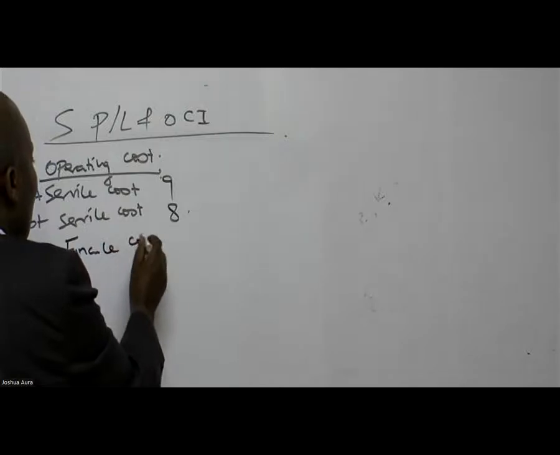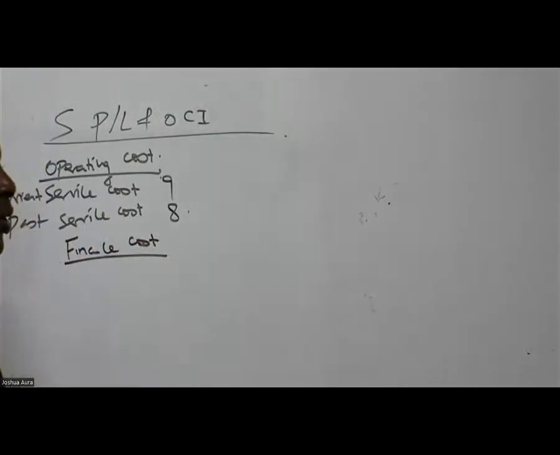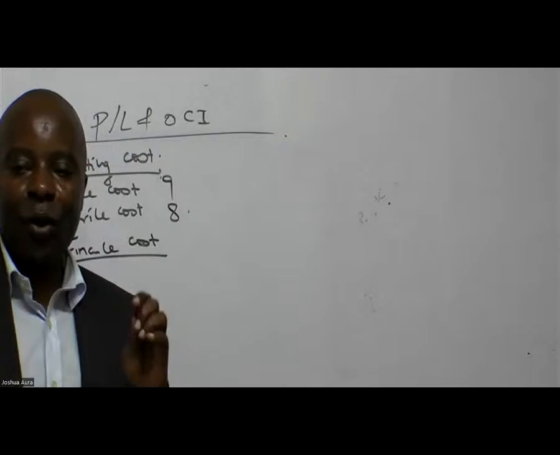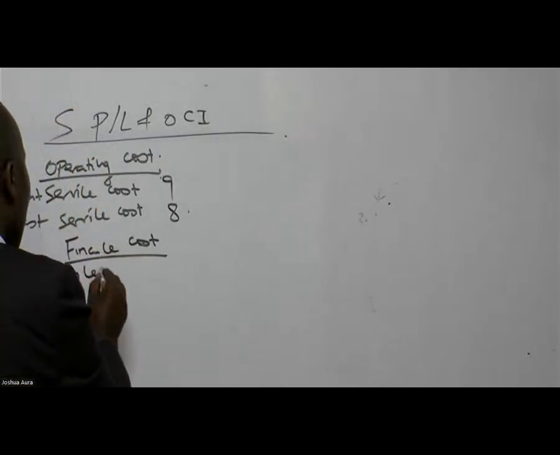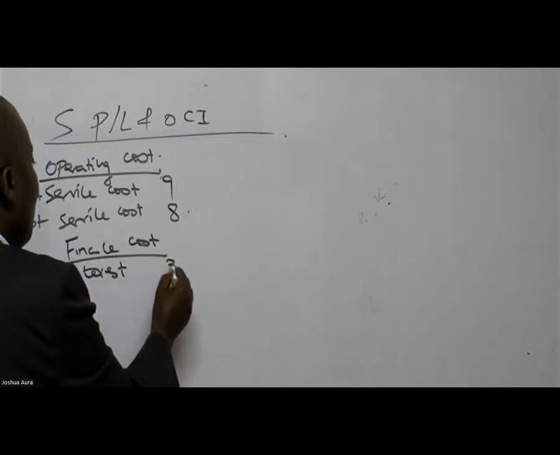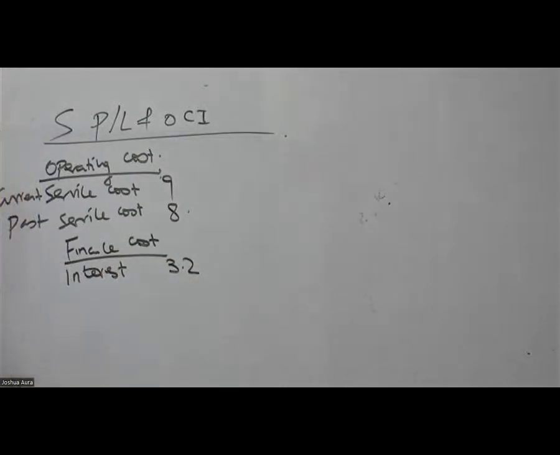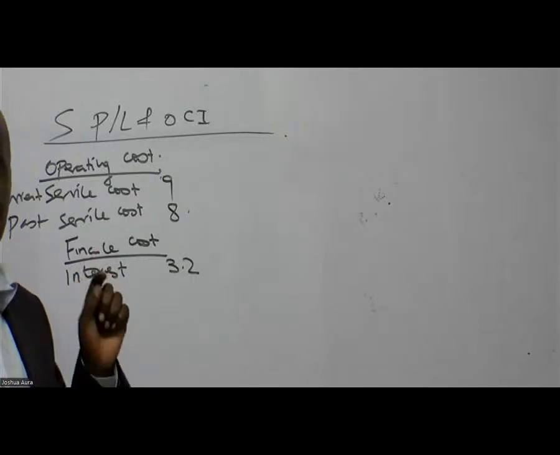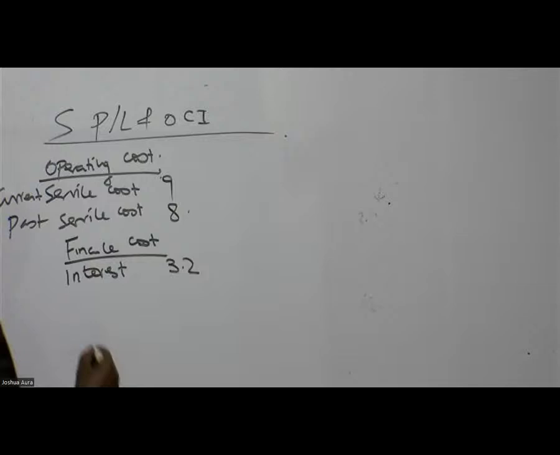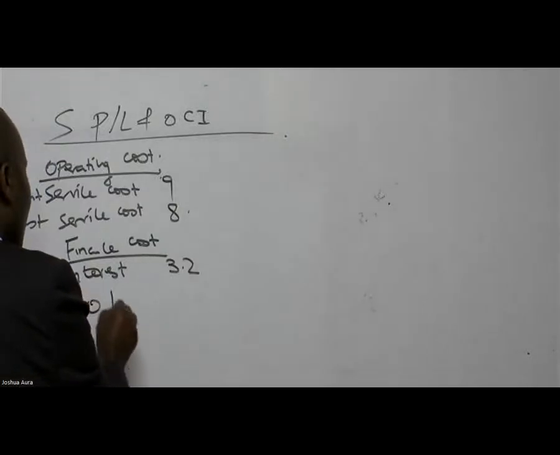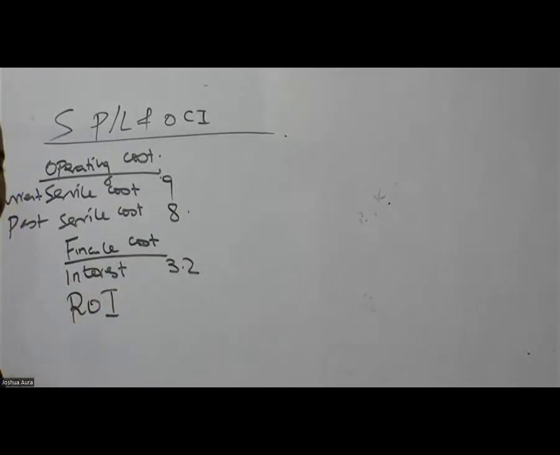So under financing cost, the standard IAS 19 requires us to show 2 things. Number 1, we have the interest paid. So from your liability section, is there somebody who can remember the 3.2 interest? Yeah. And then you must come here and give us the return on investment. Return on investment, what are you able to see there?